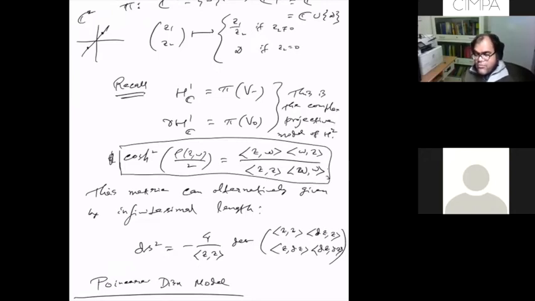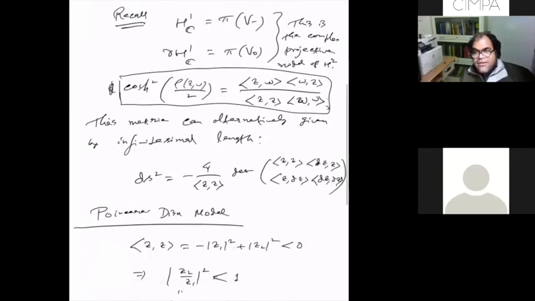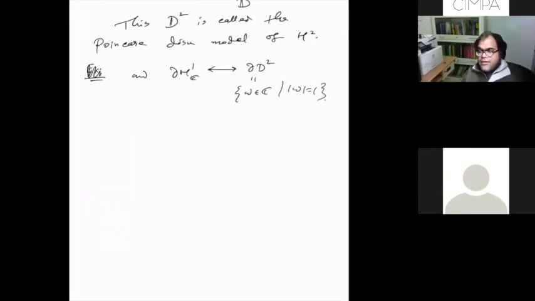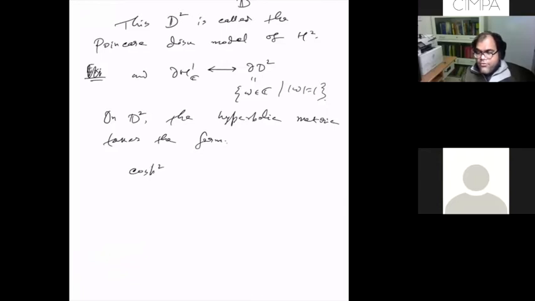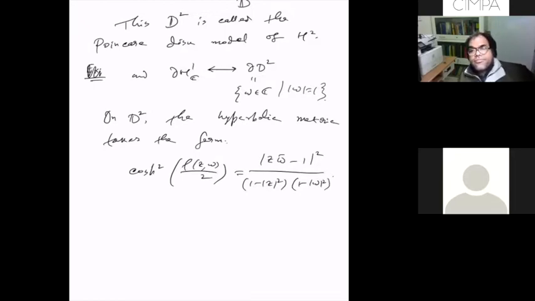Okay, so now these metrics, so this we define this metric here, right? So now if you keep track of this metric using this pi, okay, so on D^2, the hyperbolic metric takes the form cos square rho(Z,W) by 2 equal to mod Z W bar minus 1 square by (1 minus mod Z square)(1 minus mod W square). Okay.